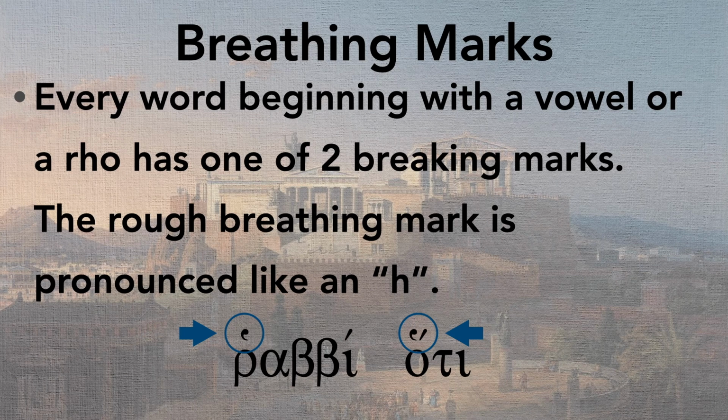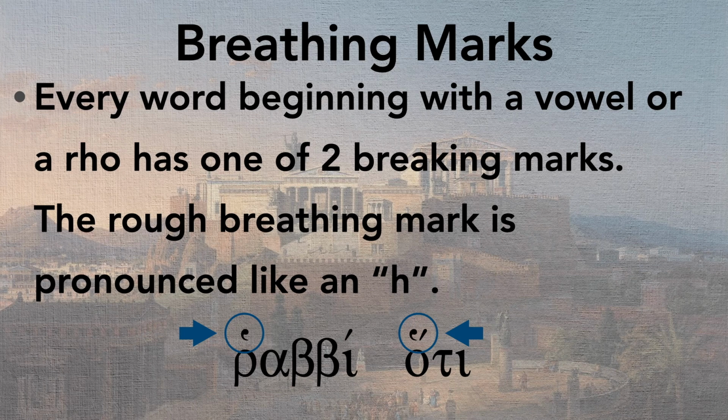There's no letter H in the alphabet that we just talked about, but there is going to be this rough breathing mark, which is going to make an H sound. So you see the word there, rho, alpha, beta, beta, iota, looks like rabbi. It means rabbi, but we're going to put an H on the front of the way we pronounce that. So it's going to be hrabi, hrabi, okay?